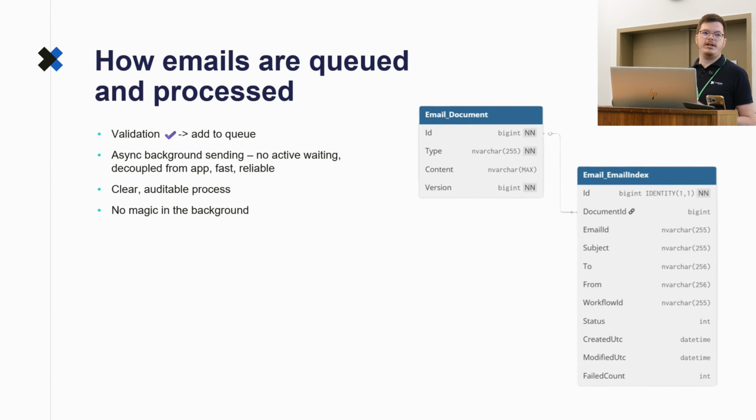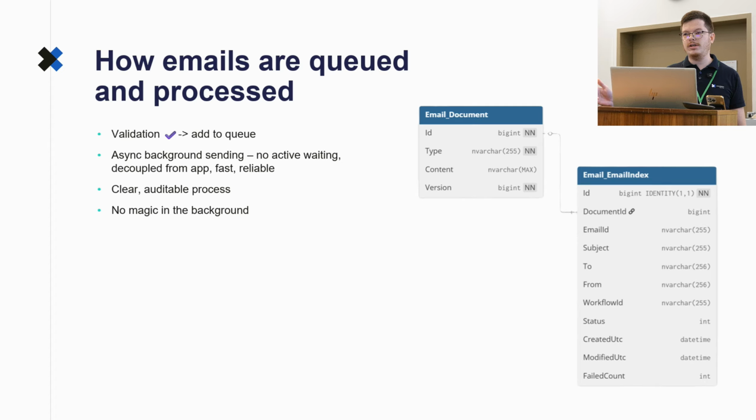Once the email passes the validation, it's added to the email queue, which is basically a separate document table with custom index that contains all the data that are needed for sending the email. For example, subject, sender, recipient, attachments, status, and so on. And it acts as a central hub for everything outgoing.